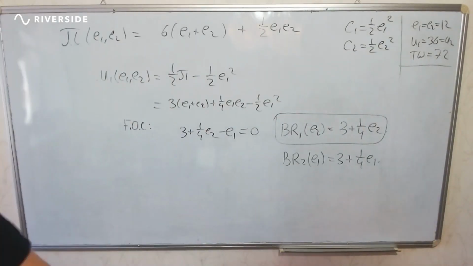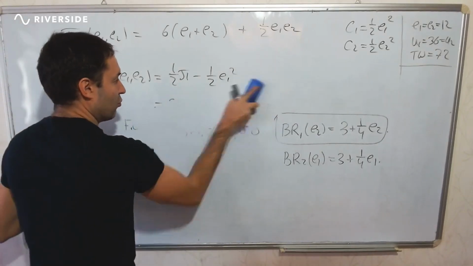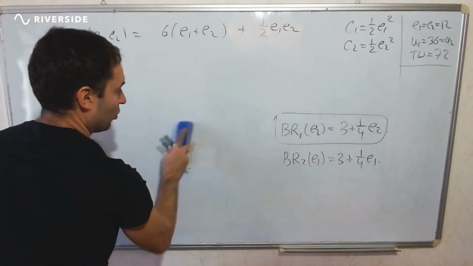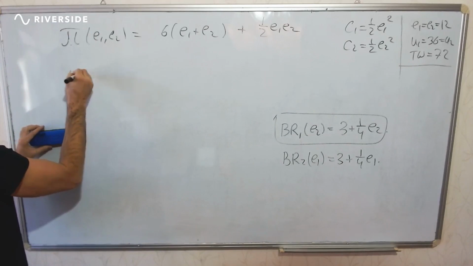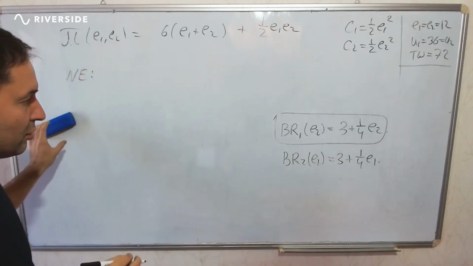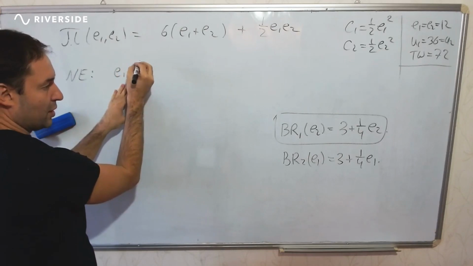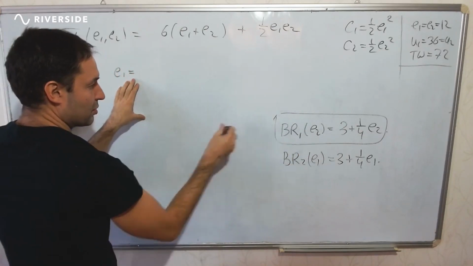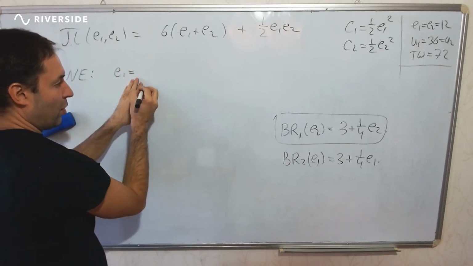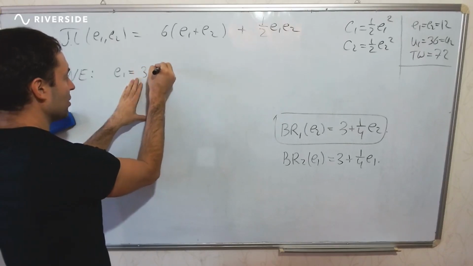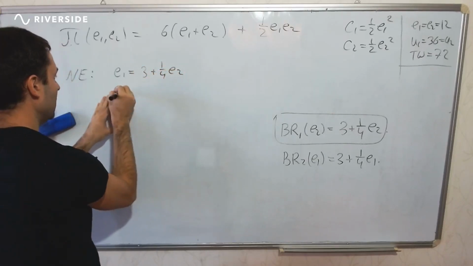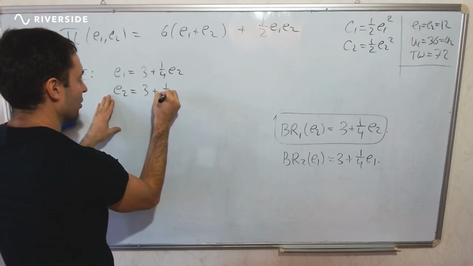Once we get the best response functions, we can calculate the Nash equilibrium. The Nash equilibrium will be given by a system of conditions where E1 equals the best response of 1 to 2, so 3 + 1/4 E2, and E2 equals 3 + 1/4 E1.